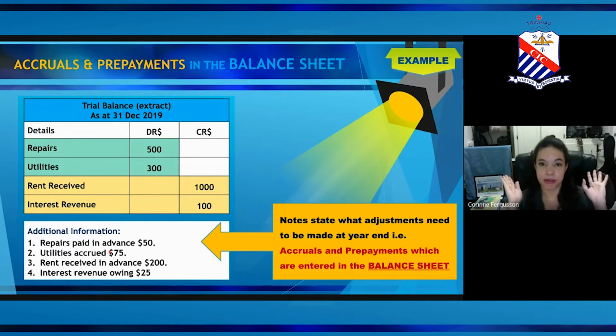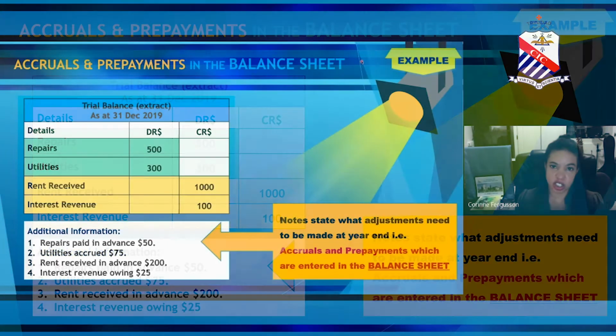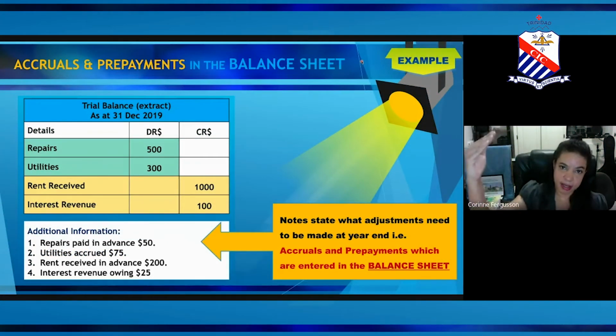But our example is very, very straightforward. For the income statement, we had to look at the trial balance and the additional information. Since we are doing the balance sheet alone right now, the only information you have to look at is the notes, which state what adjustments need to be made at the year end in terms of the accruals and prepayments. And it's the accruals or prepayments, as we just saw, that go into the balance sheet, either under your current assets or your current liabilities.